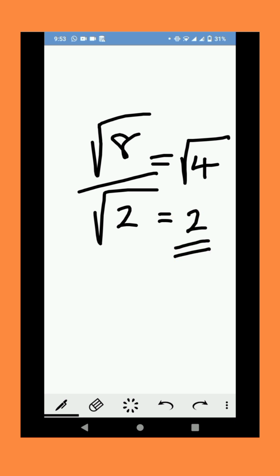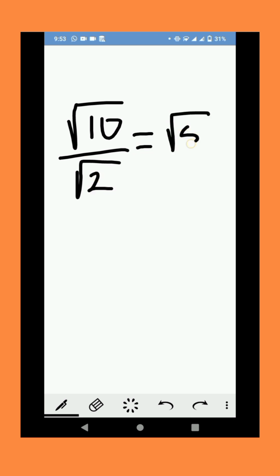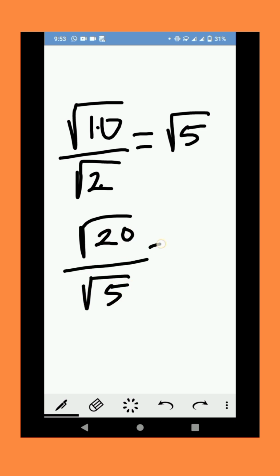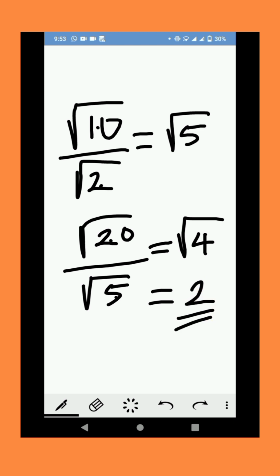Alright, so root, let's say 10 divided by root 2 will give us root 5. It's like 2 going into 10, you get 5. Okay, root 20 divided by root 5: 5 going into 20 will give us 4. That's root 4, and root 4 is the same thing as 2. So unlike surds can be divided.